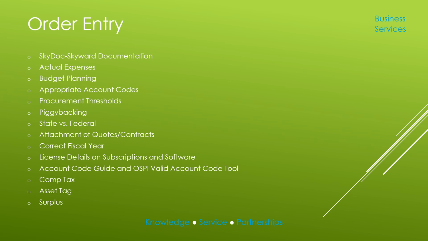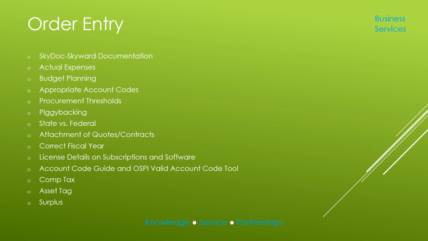The current guide can be found on our Business Services Employee Resources webpage, along with OSPI's Valid Account Code tool. If you don't have access to an account code in Skyward, please use the tool to determine if the code is valid. If it is a valid code, contact Alina Holmquist, Accounting Supervisor, and she will add the code into the chart of accounts.